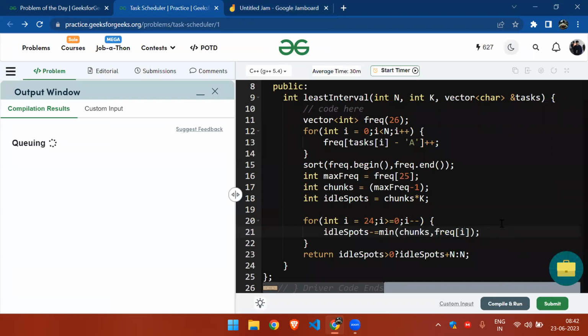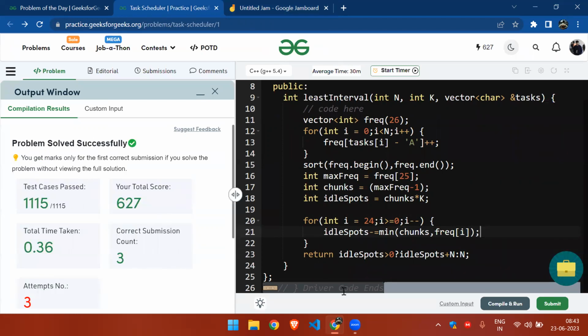So let us submit the code and wait for the response. It has passed all the test cases.